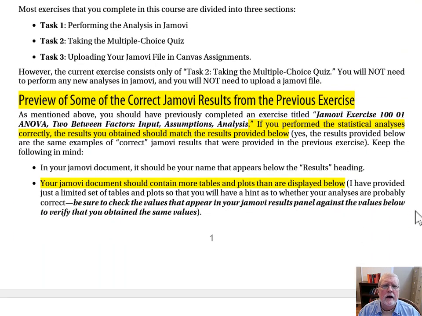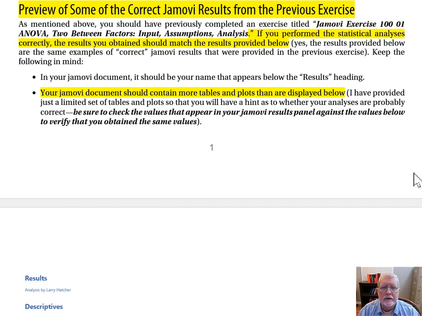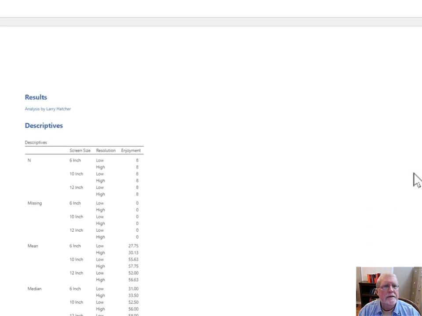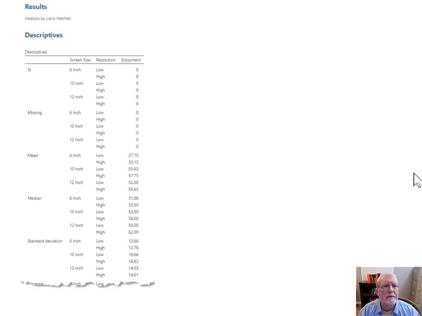Preview of some of the correct Jamovi results from the previous exercise. If you perform the statistical analyses correctly, the results you obtain should match the results provided below. Your Jamovi document should contain more tables and plots than are displayed below, and I provide the tables and output below just so that you'll have something to check yours against to make sure you're getting the correct numbers.